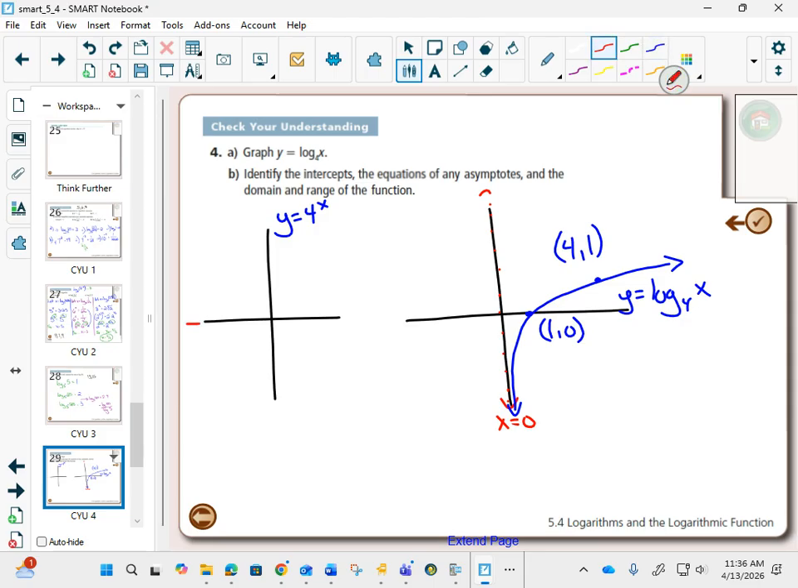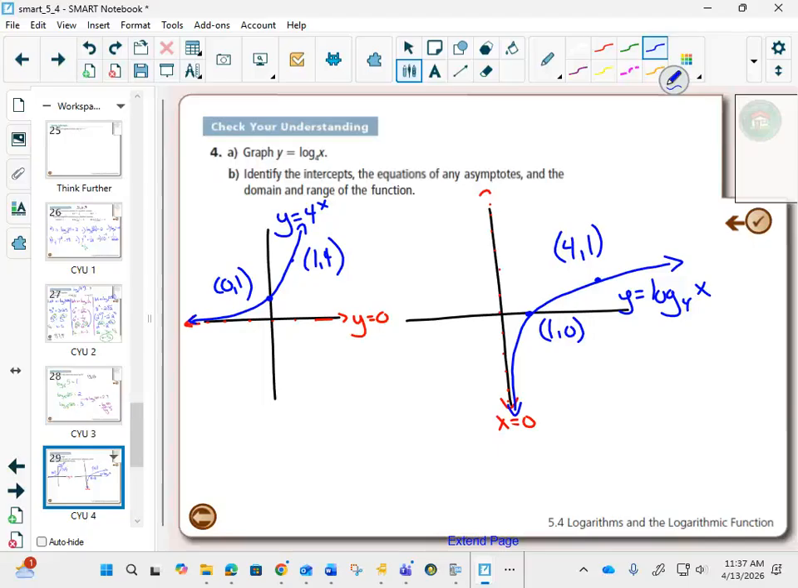Every exponential graph had a horizontal asymptote at y equals 0. Every exponential graph went through the point (0, 1). And when you plug in 1 for x, this point changes, but because the base is 4, you'd have (1, 4). And the shape would go like this. Do you see that these two are inverses of each other? That if you know 4 to the x, you know log base 4 of x.